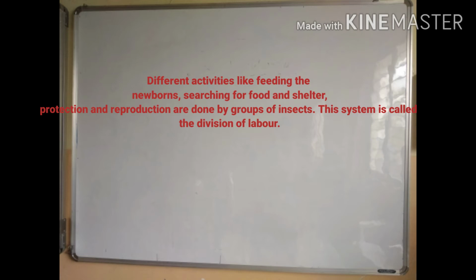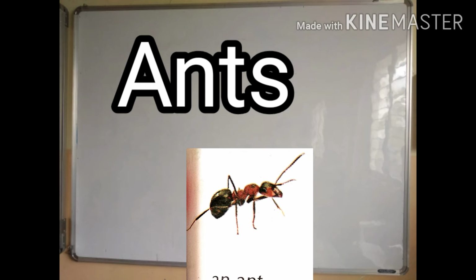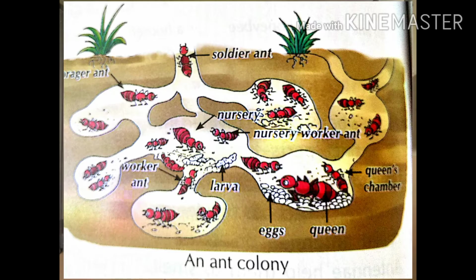by the division of labor. We have to take the information about the ants now. Just check it, the ants are social insects. How they are living, how they are working, that we have to see.